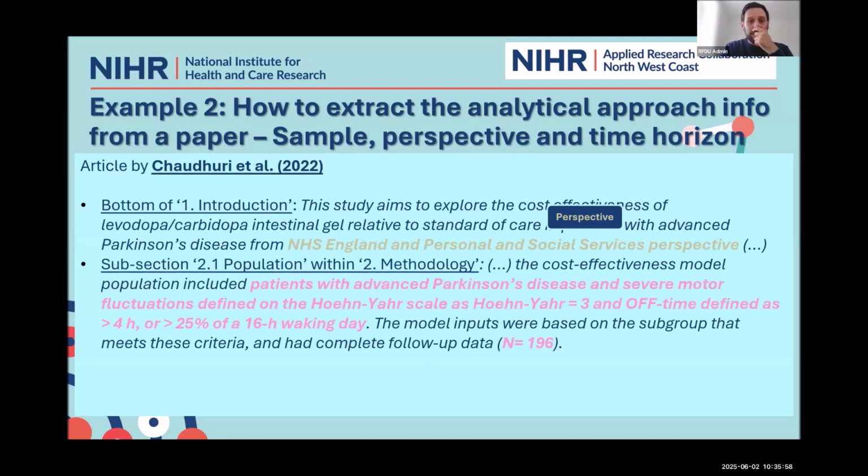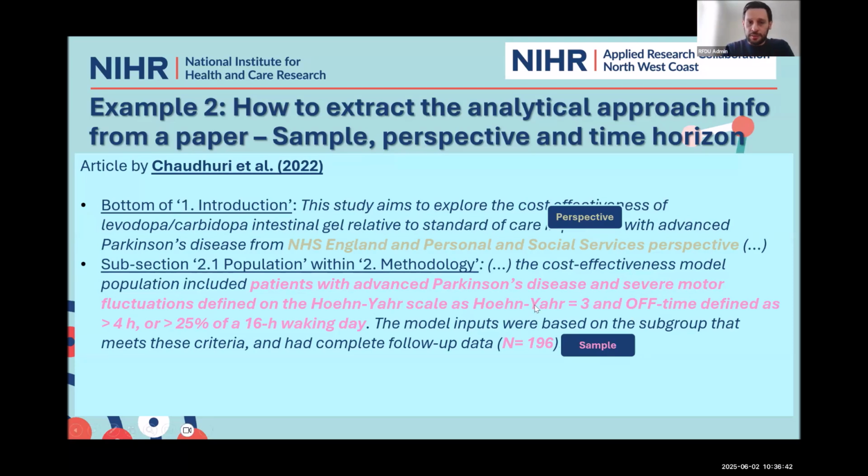In terms of the sample, we had some information in the methodological section of the paper. In particular, here we can see in pink that the authors considered patients with advanced Parkinson's disease, which is the population of the study, but with severe motor fluctuation defined by the Hoehn-Yahr scale and the off time. The off time, in advanced Parkinson's, is when the medication starts to wear off and the symptoms of Parkinson's might return or even worsen in some cases. So that's the off time. And of course, the longer the off time, the worse the conditions for people with advanced Parkinson's disease.